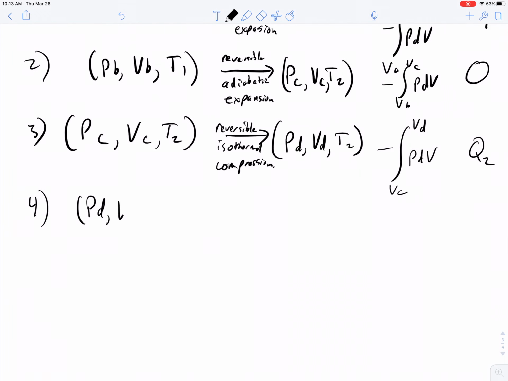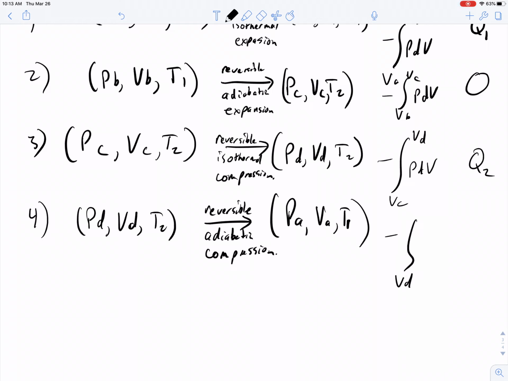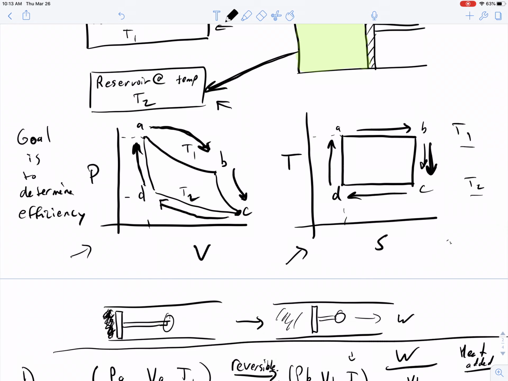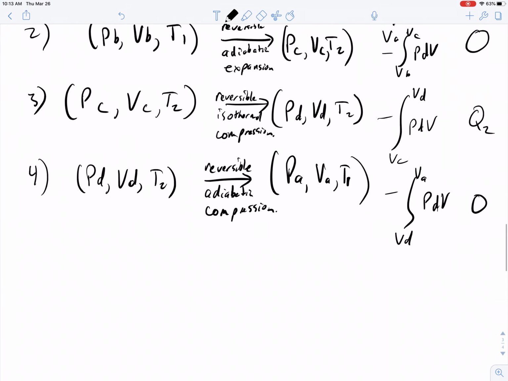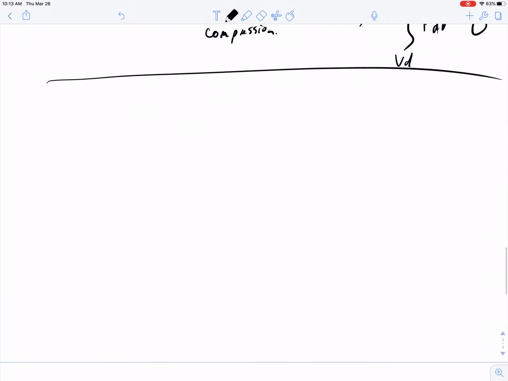So this is the cycle completion piece, PD, VD, T2 to point PA, VA, T1, and this is a process of reversible adiabatic compression. So as this goes from VD to VA of PdV, and there's no heat transfer during this process of point D to point A. So in this way, the piston is going through all of the phases, and the working fluid is exchanging energy with the two thermal reservoirs.